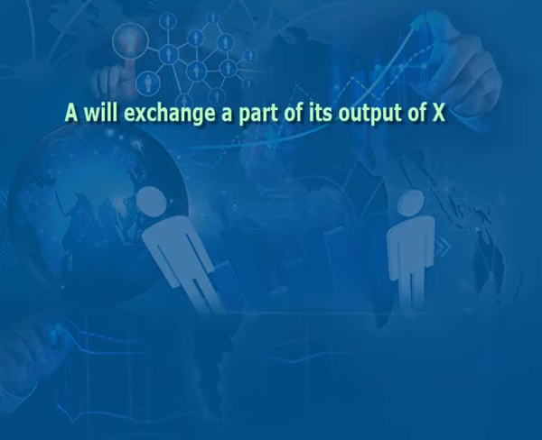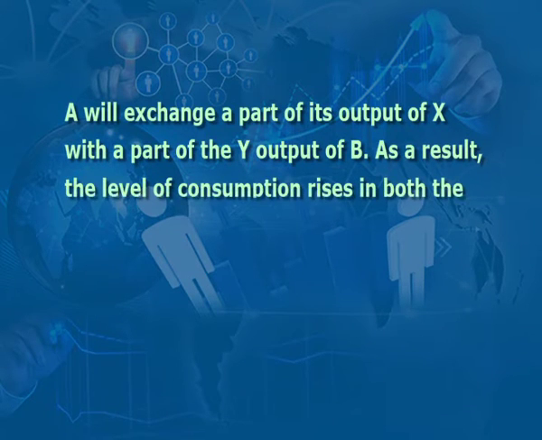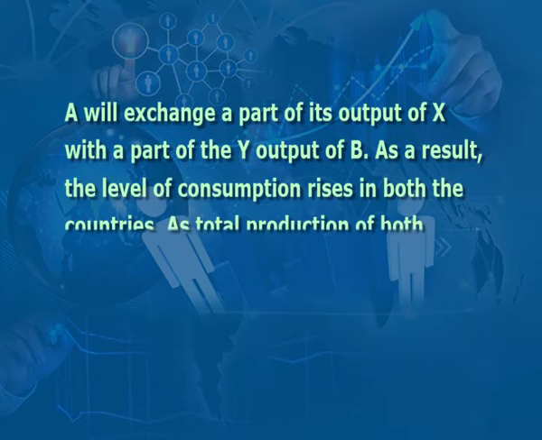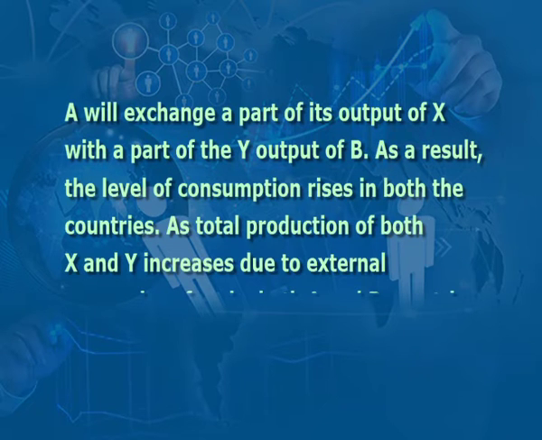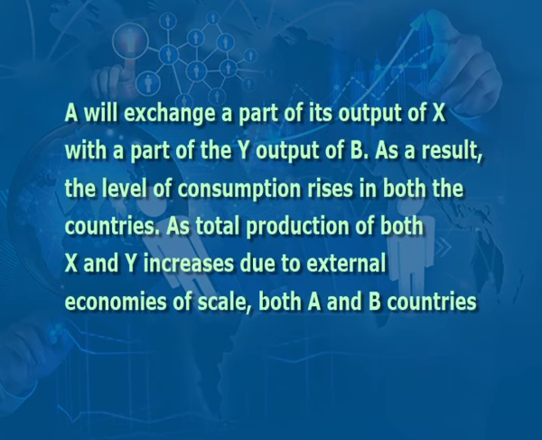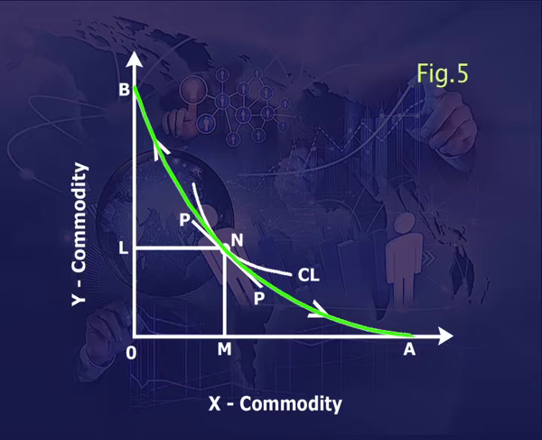A will exchange a part of its output of X with a part of the Y output of B. As a result, the level of consumption rises in both the countries. As total production of both X and Y increases due to external economies of scale, both A and B countries gain from trade. In figure 5, BA is the production possibility curve of both A and B because both countries are identical. Since they have identical tastes, they have the same community indifference curve CL.